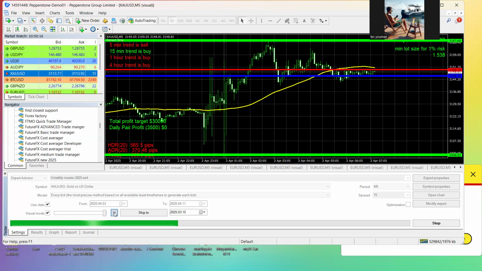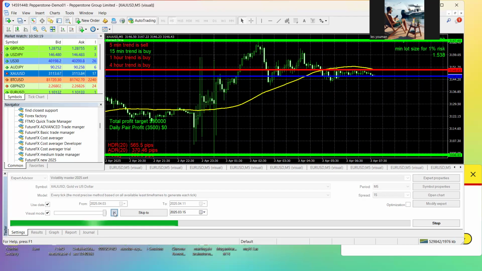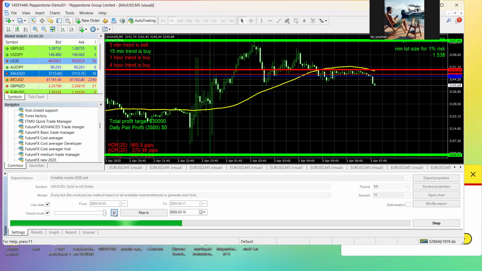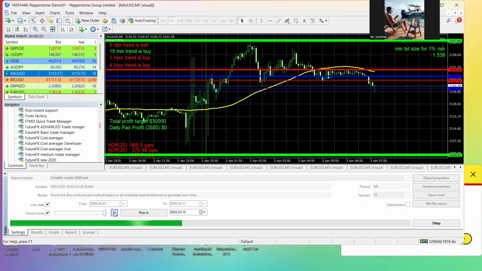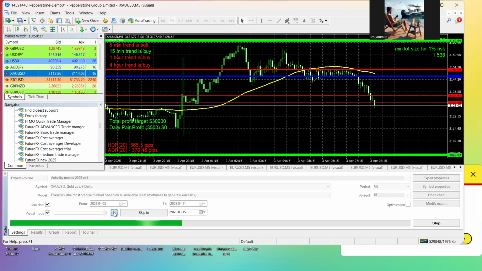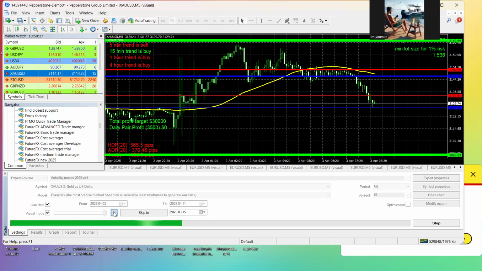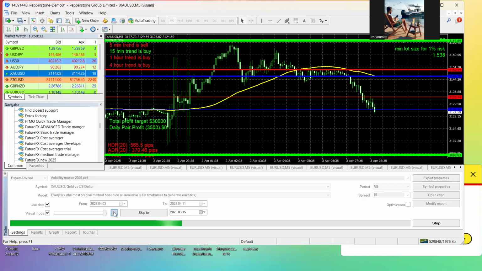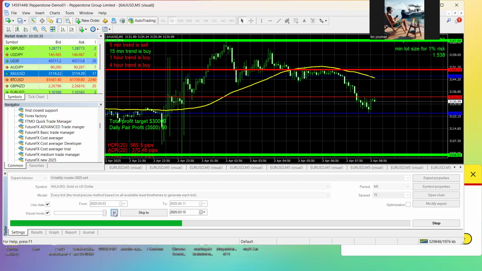Now, automated trading softwares automate, Volatility Master automates the vast majority of trading functions and manages trades for you and everything. It can be run completely hands-free, but you're always going to get better results by having a little bit of input, noticing when markets are different, making slight changes.